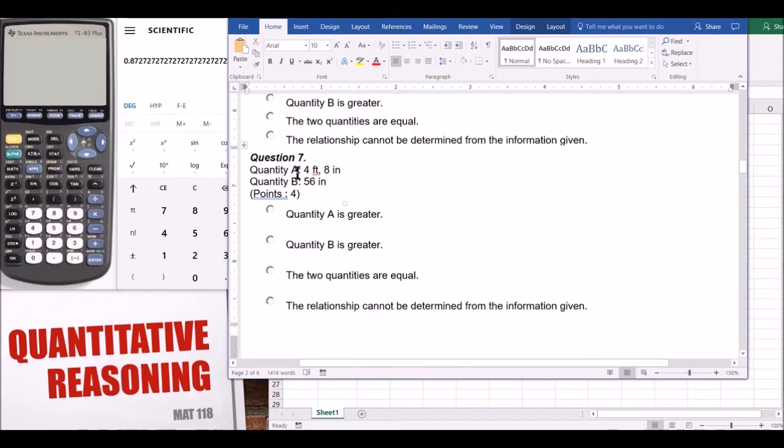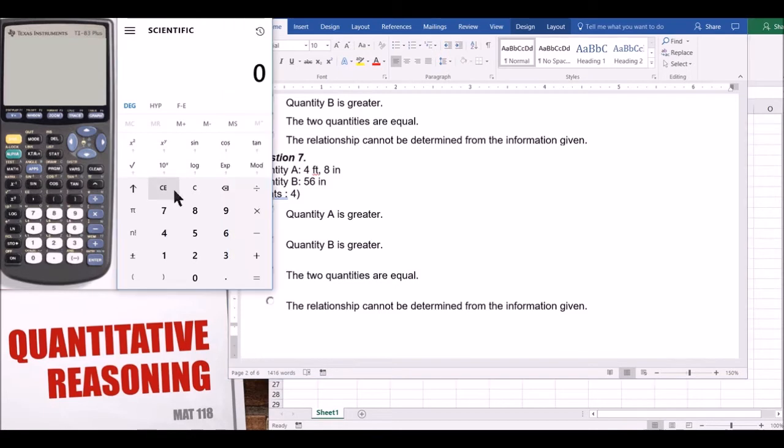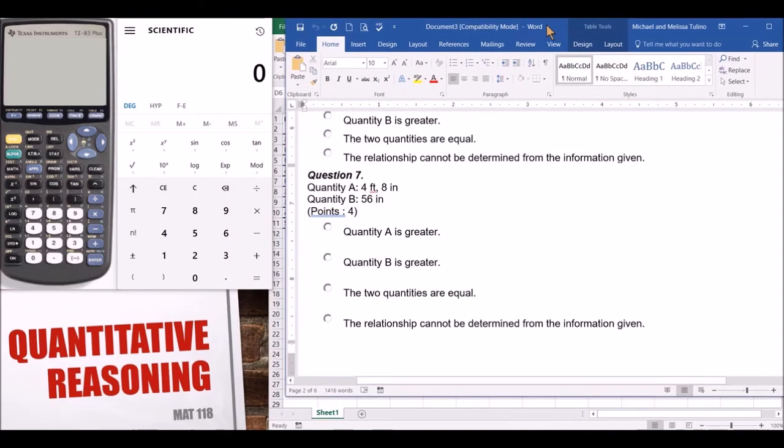So now we have 4 feet 8 inches versus 56 inches. Okay, so we know that there are 12 inches per foot. So let's take a look at 4 times 12 is 48 inches and then another 8. So plus 8. So those are both 56 inches. So these are actually the same.